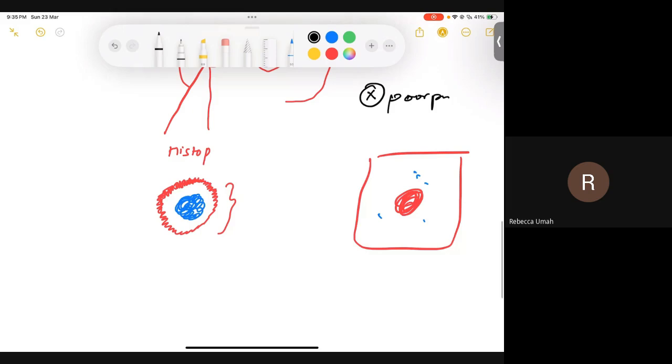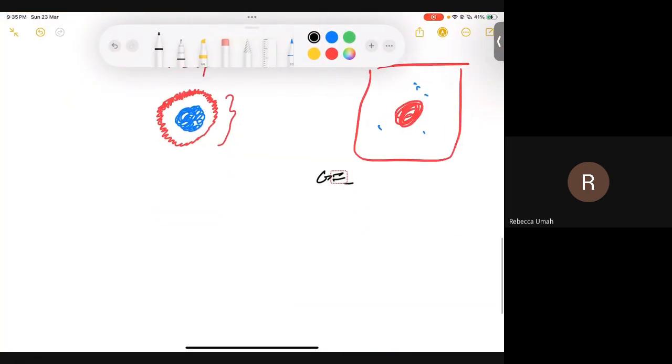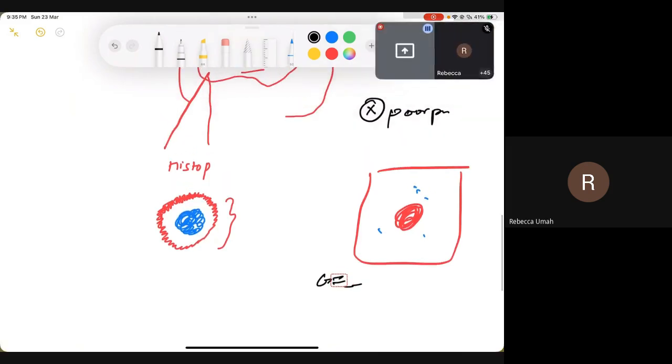Right. And these cells would be GFAP positive, right? GFAP positive.